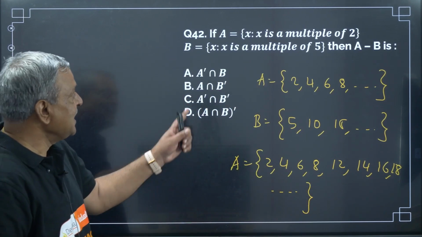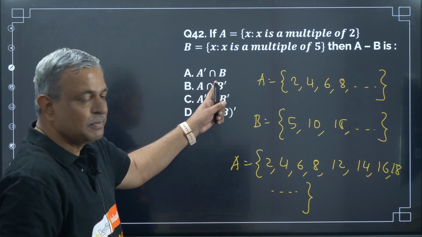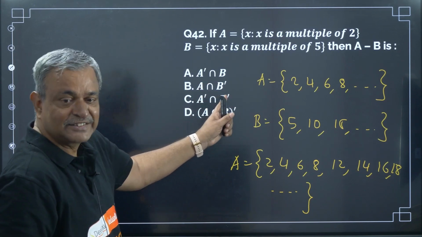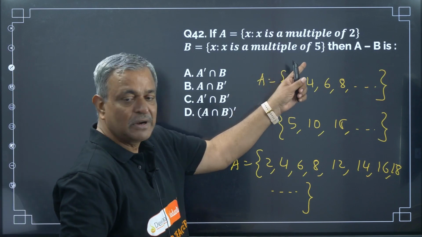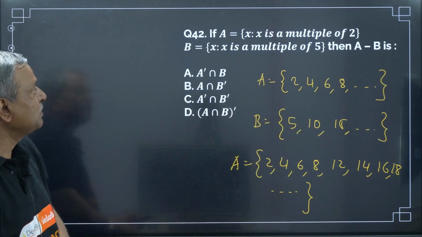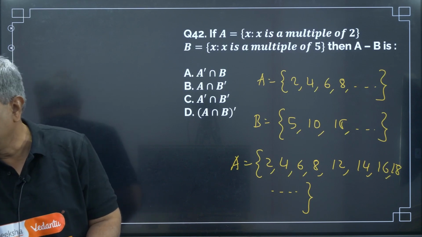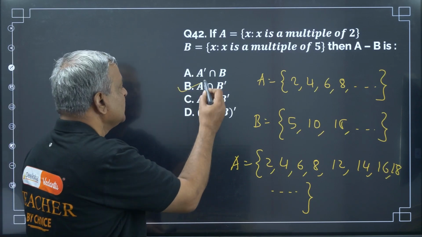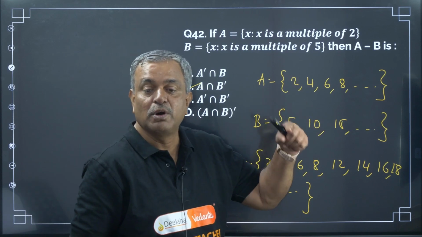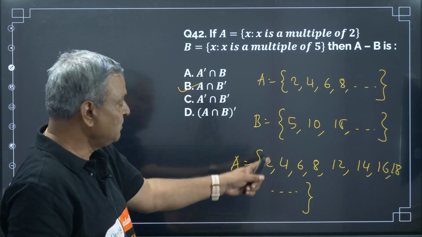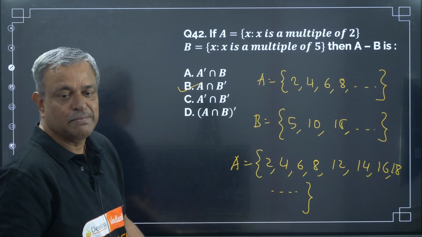Okay. So what is A complement? A complement intersection B complement. A intersection B complement. B complement means not a multiple of 5. So obviously A intersection B complement must be correct. So 42, let me check the answer, B is correct. B complement means removing all multiples of 5, so A intersection B complement will be just the same thing as A minus B.